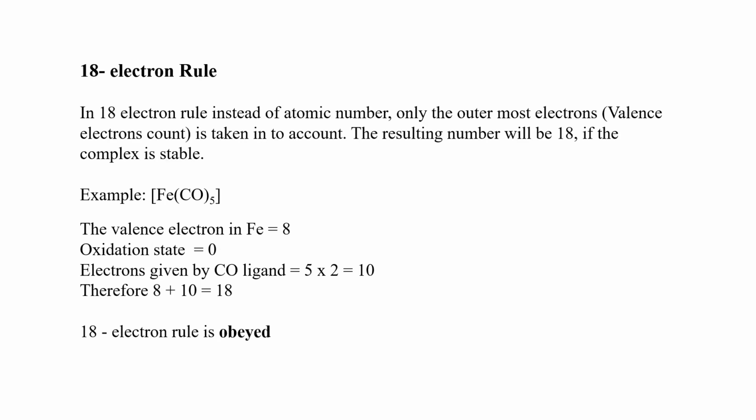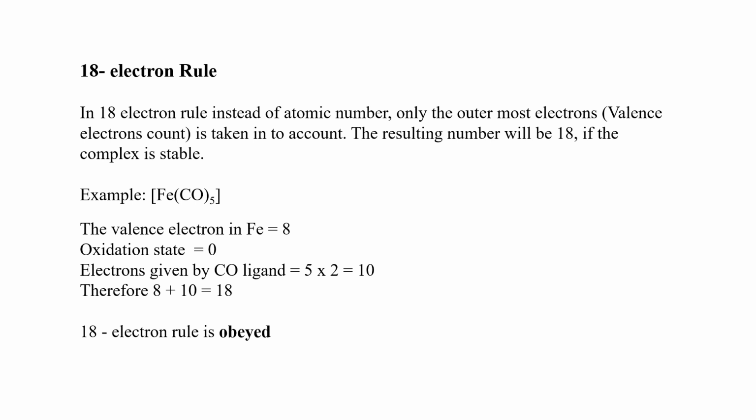The 18 electron rule is very similar to the effective atomic number rule, but the difference between EAN and the 18 electron rule is that in the EAN case you calculate the total number of electrons around the central metal atom. In the 18 electron rule, you remove the core electrons and calculate only the valence electrons. If the total number of valence electrons around the central metal atom is 18, then we can say the 18 electron rule is obeyed, right? So instead of taking the atomic number of the central metal atom, you take the valence electrons of the central metal atom.